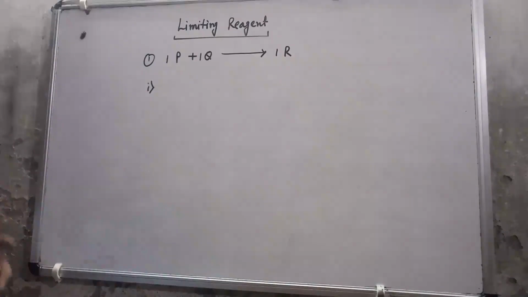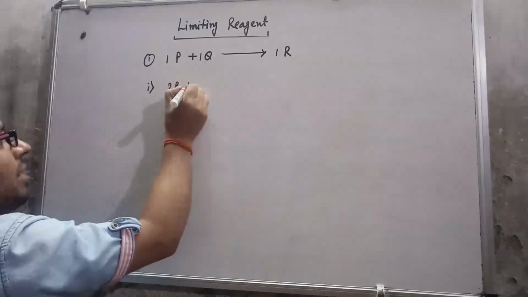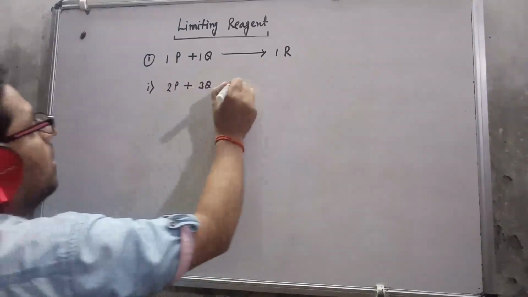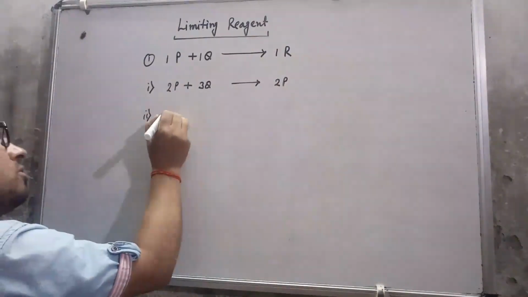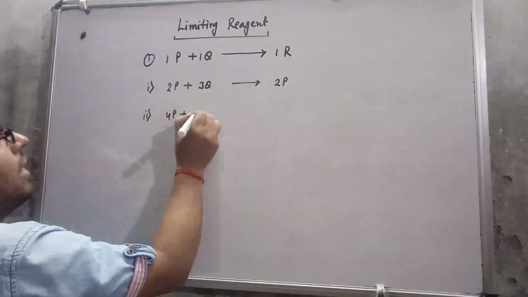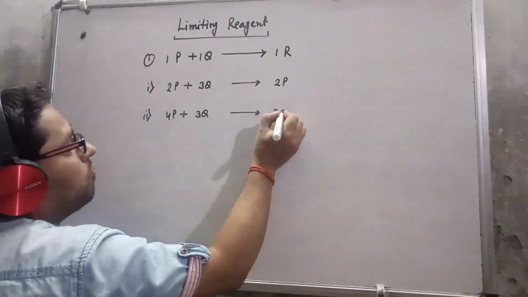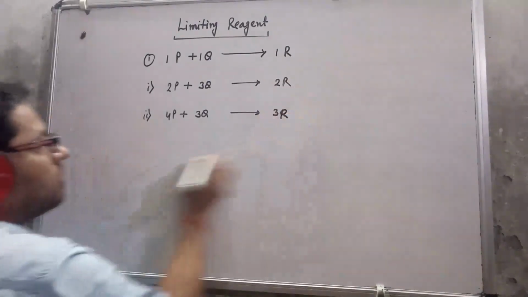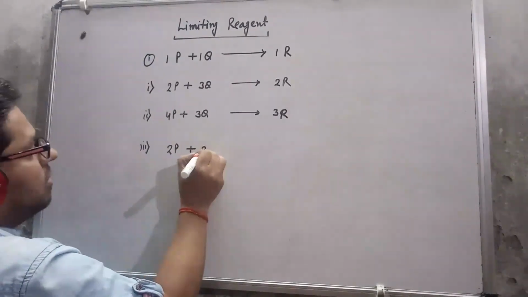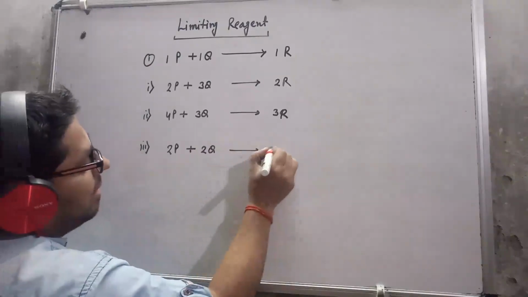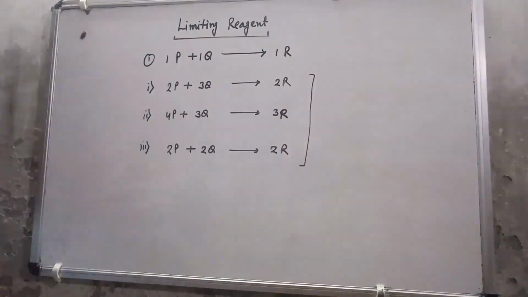They are asking for the limiting reagent in the following conditions. Suppose 2 moles of P react with 3 moles of Q and I am getting 2 moles of R. Second part, suppose 4 moles of P react with 3 moles of Q, I'm getting 3 moles of R. Third, suppose 2 moles of P react with 2 moles of Q, then I'm getting 2 moles of R. In these three, I want to discuss the limiting reagent.